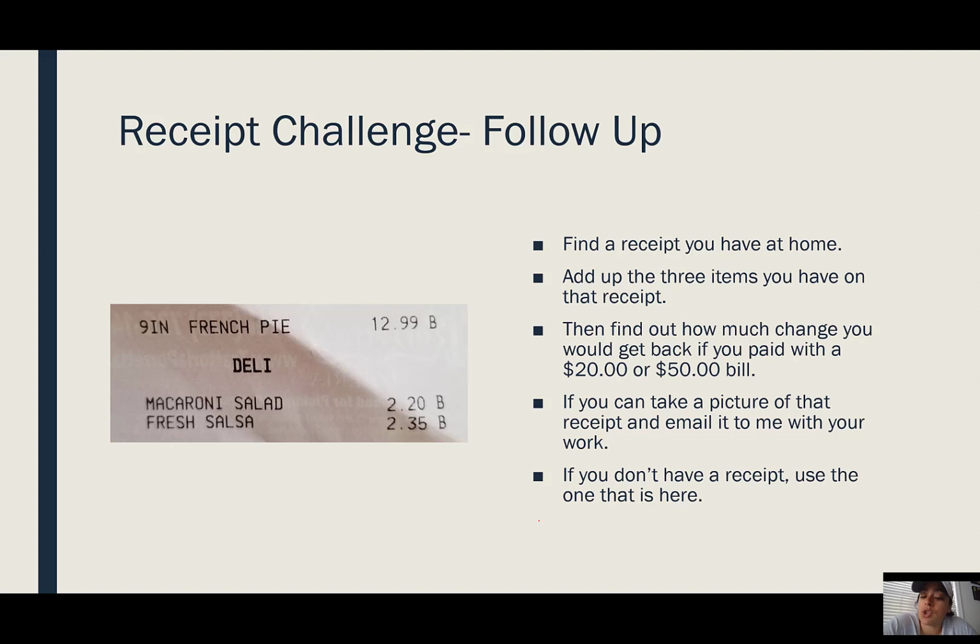Then find out how much change you would get back if you paid with a $20 bill or a $50 bill. Now, if you bought things that are more expensive than $20 or $50, then try doing it with a $100 bill. If you can, take a picture of that receipt and email it to me with your work. If this is not possible, if you don't have a receipt, use the one that I gave here. There are 3 items. You can add them up, and you can tell me how much change you would get back if you paid with a $20 bill or a $50 bill.